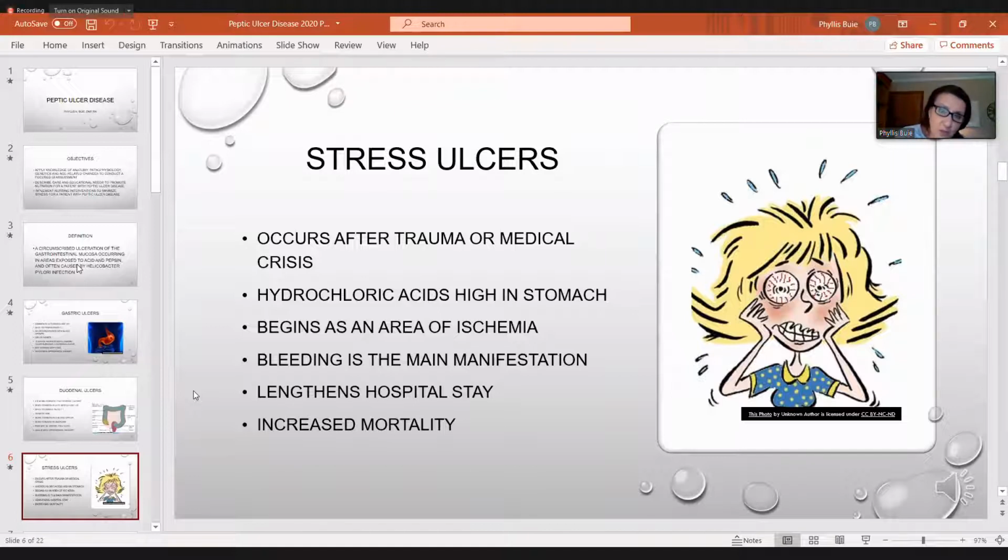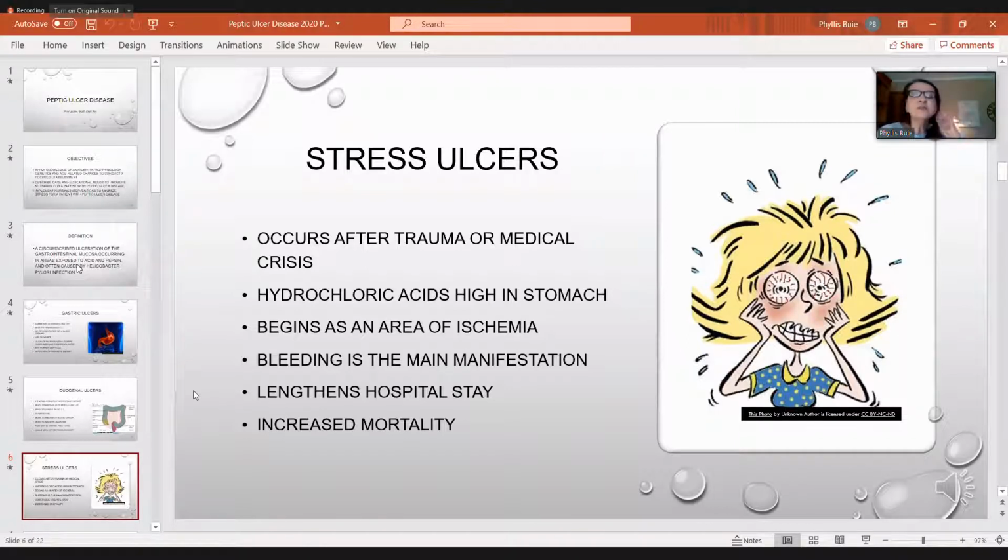If they do develop a stress ulcer, it can certainly lengthen their hospital stay, and it can increase their mortality, because if they end up having to have blood transfusions and complications from that, it can just make their clinical picture much more difficult to manage, and it makes their recovery a lot slower.